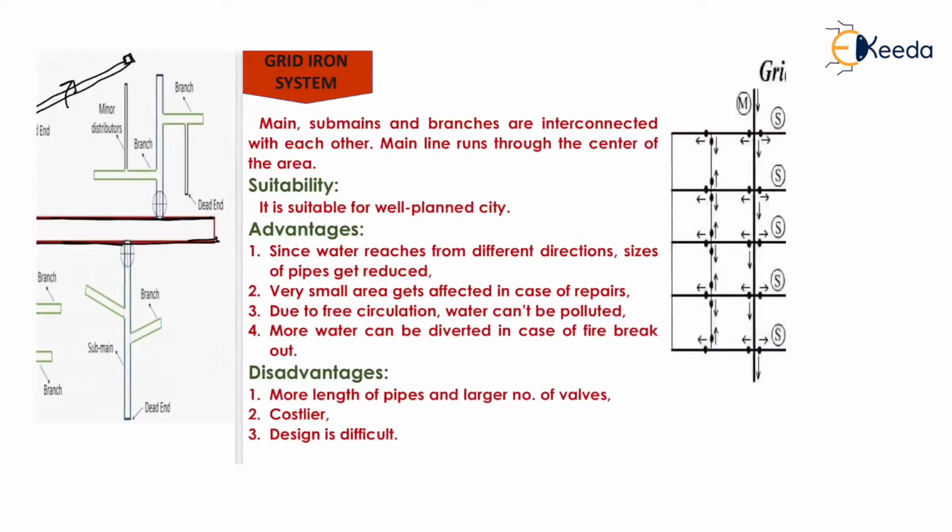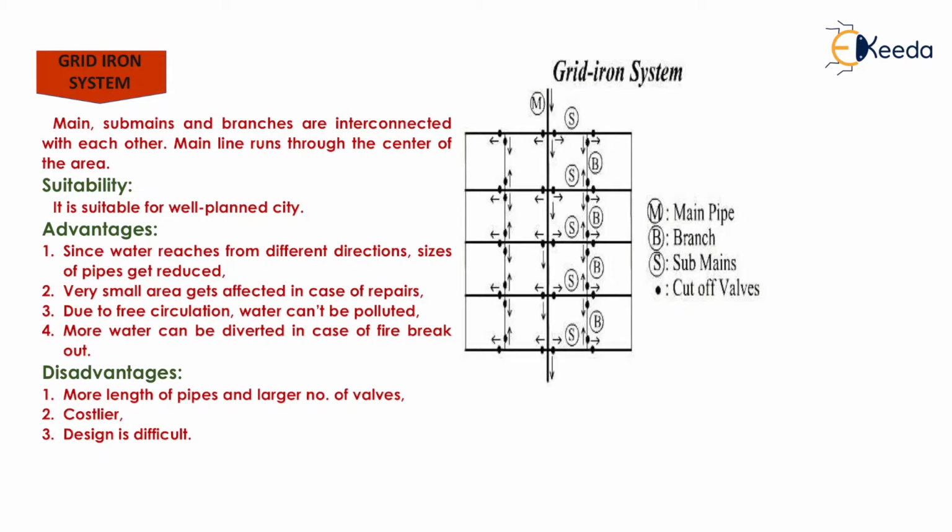Clear to all? Now next will be the grid iron system. In the grid iron system we generally provide a main pipe along the center of the area. From the main pipe we connect the sub-mains, and at the junction of main and sub-main we need to provide the cutoff walls like this.